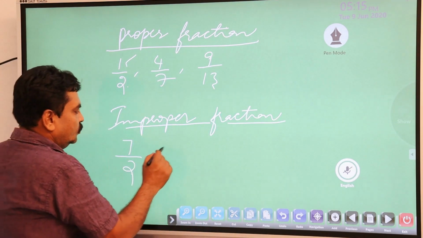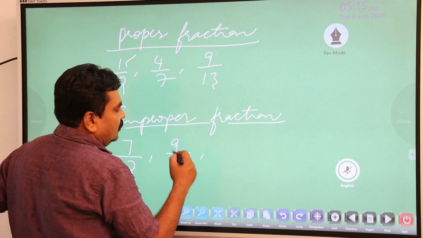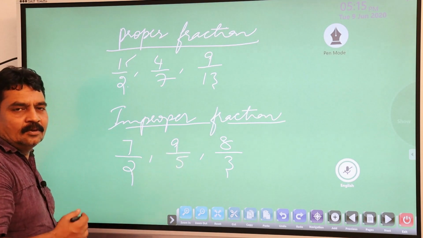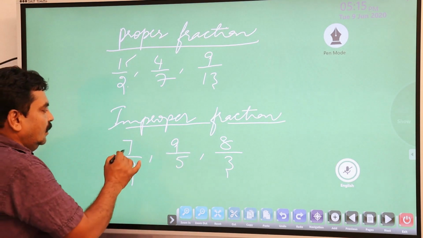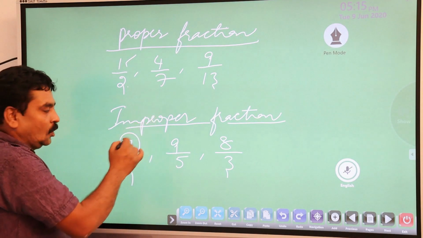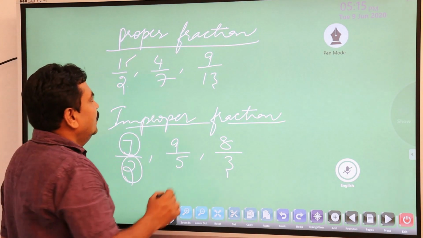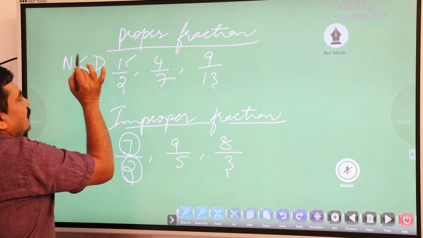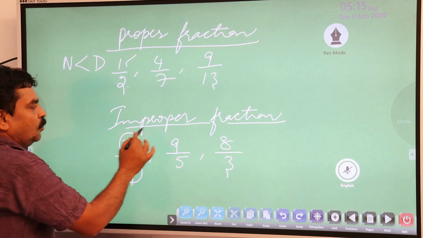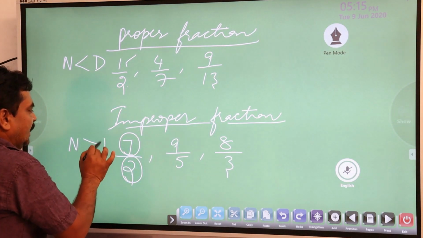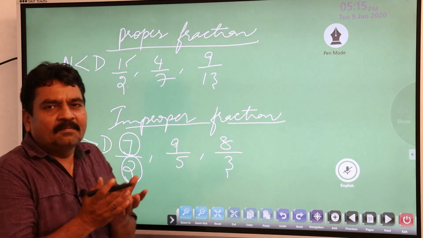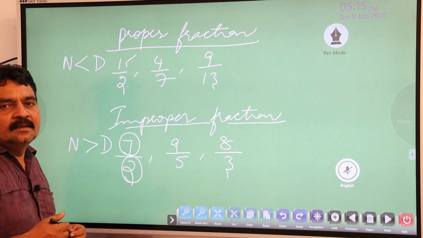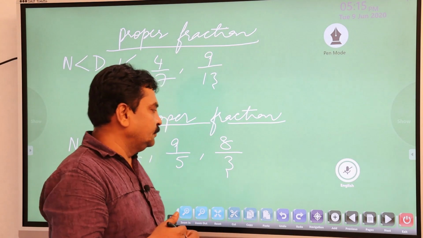So 7 by 2, say 9 by 5, say 8 by 3. These fractions you call improper fractions, where the numerator is more than the denominator. So here we can write down, for the proper fraction, the numerator should be less than the denominator, but in an improper fraction, the numerator is greater than the denominator. I am taking it right from third class standard. Now we'll go to the next, mixed fraction.